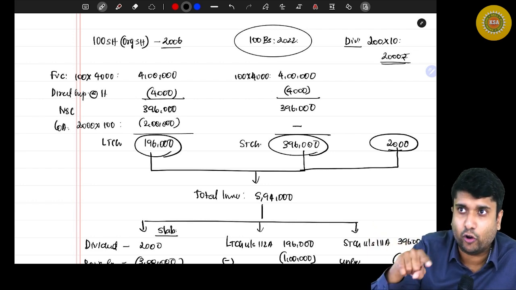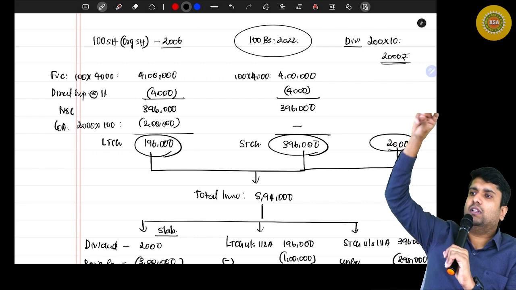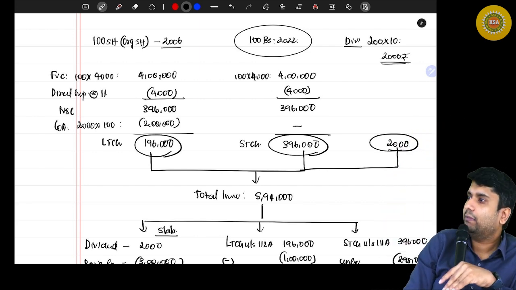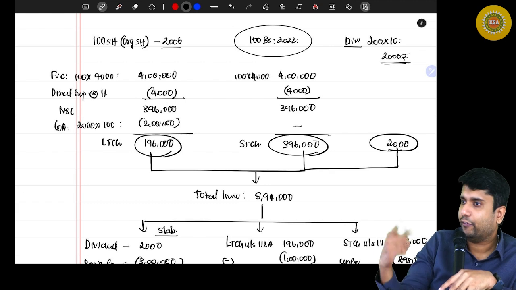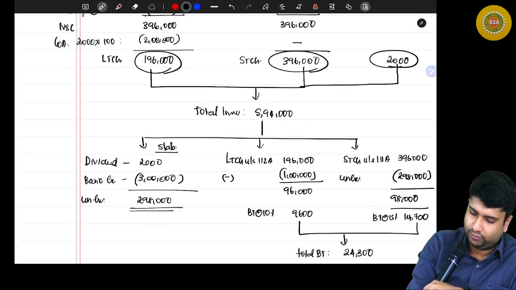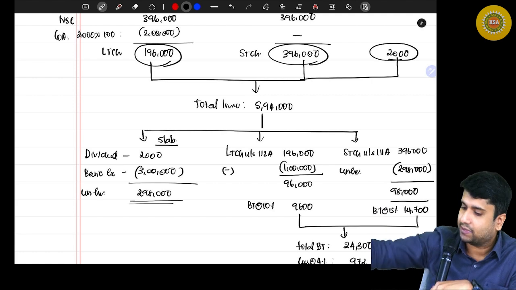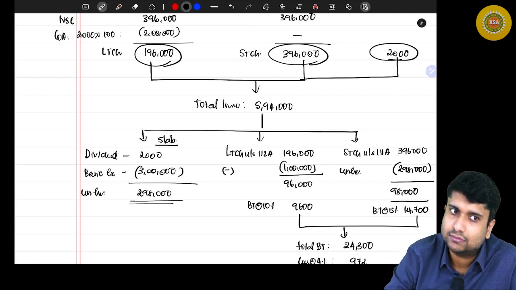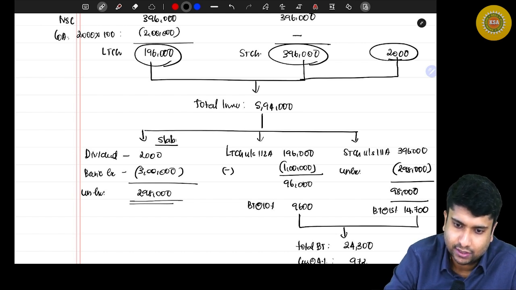That dividend will fall to the slab. What's the treatment of dividend in income tax? It will fall to the normal slab rate. So that falls to the normal slab and your basic exemption limit is 3 lakh. Then unexhausted basic exemption will be 298. That you have to adjust with the 396 and you will have the remaining. Got it?